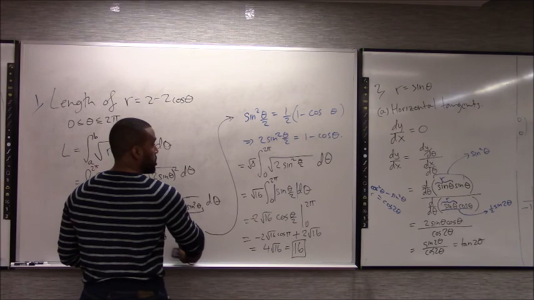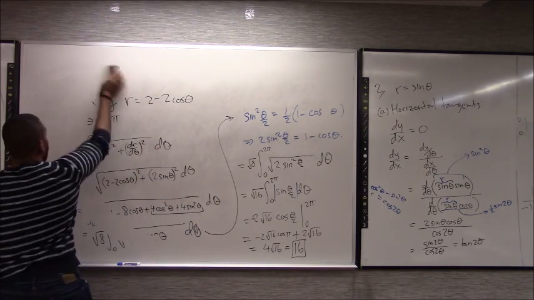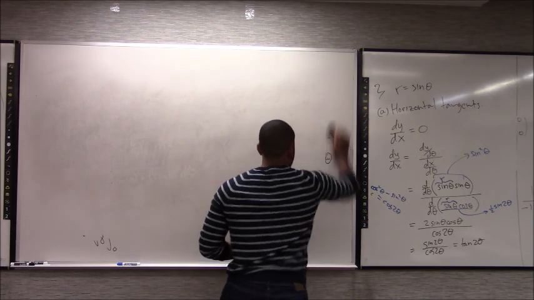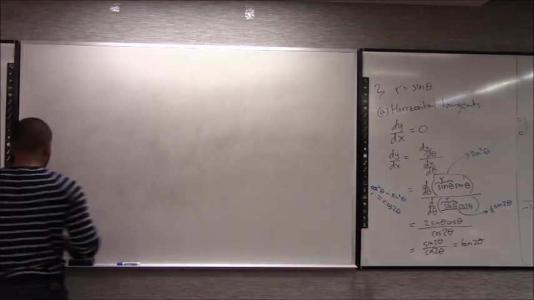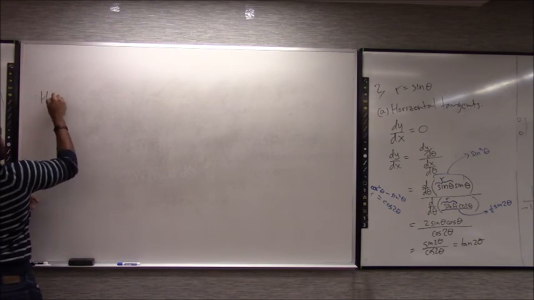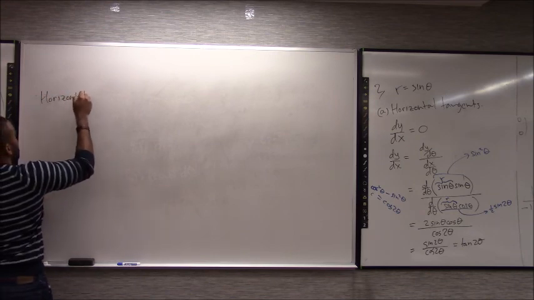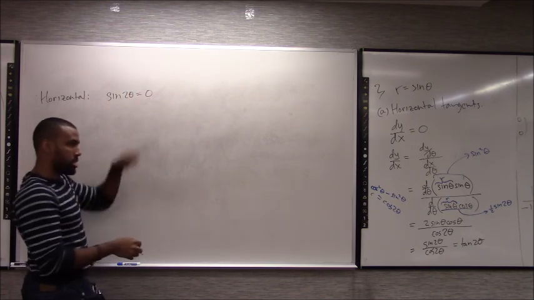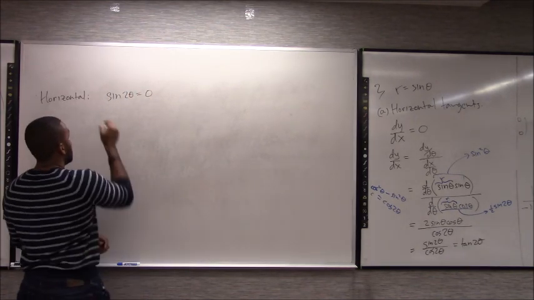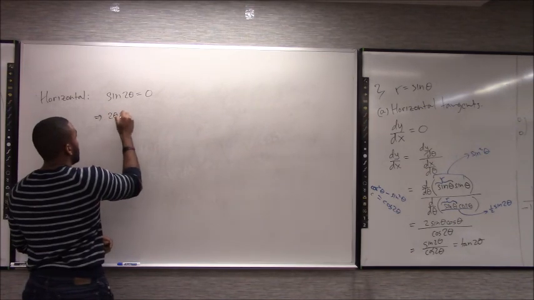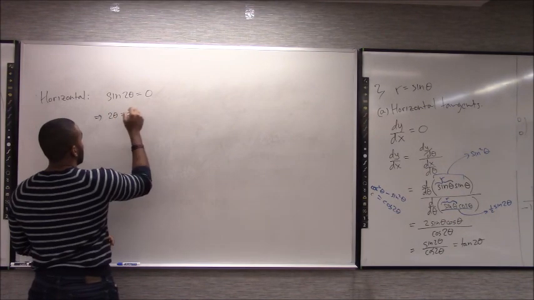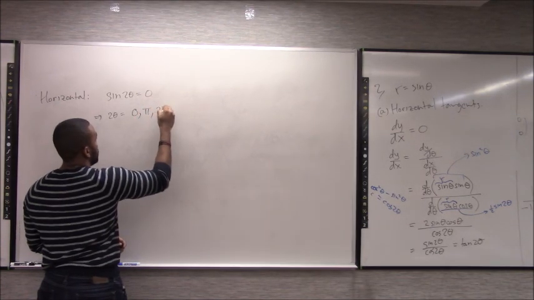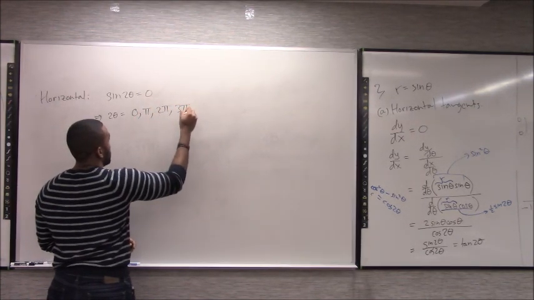So basically tangent 2 theta is what the derivative is going to look like, which means I can use that to figure out the horizontal and vertical tangent lines. So for horizontal, this means that sine of 2 theta is going to be equal to 0 because that's the numerator. And this would mean that my 2 theta can be 0, pi, 2 pi, 3 pi, 4 pi, etc.